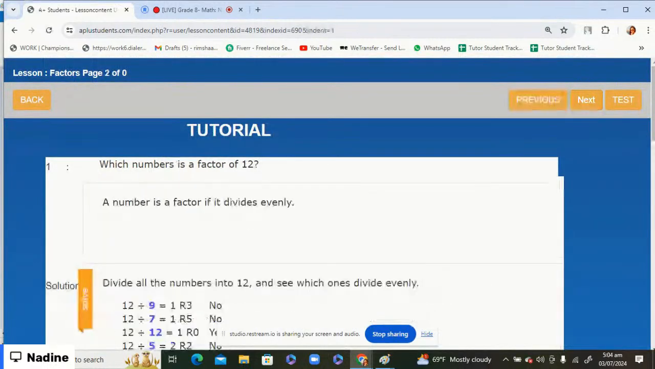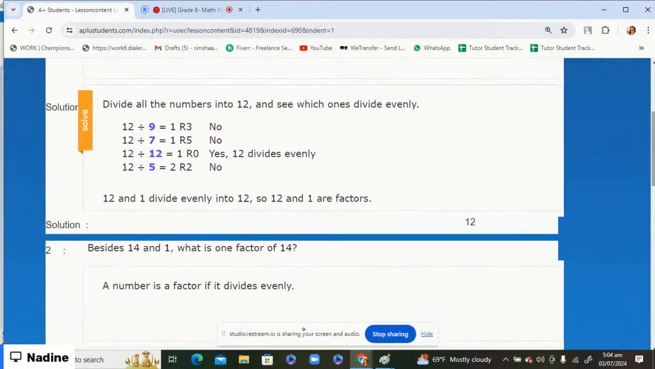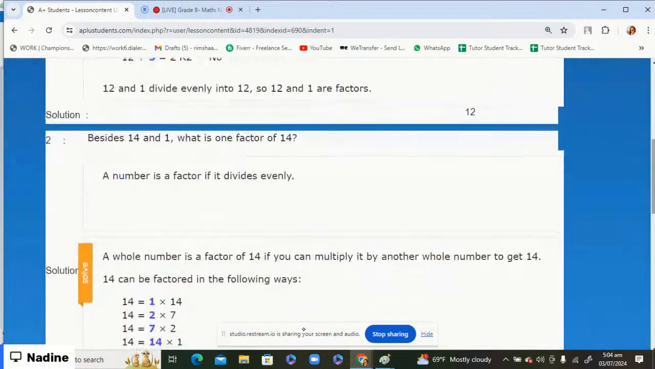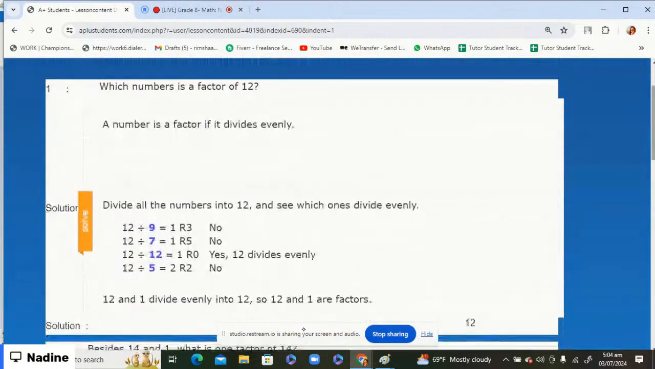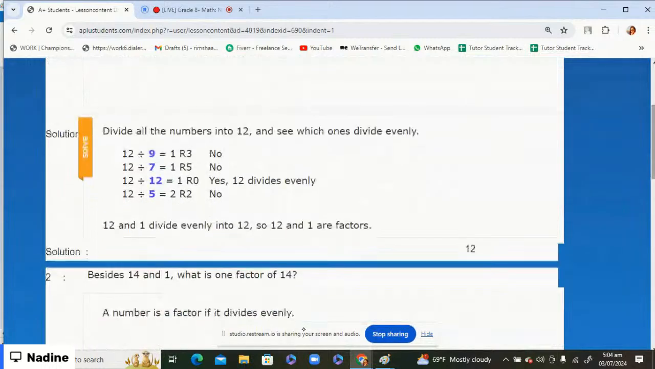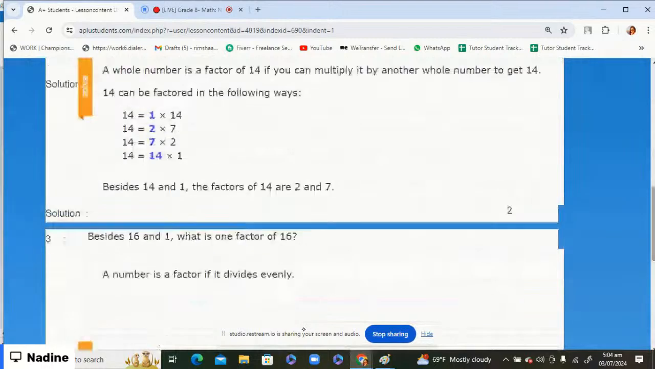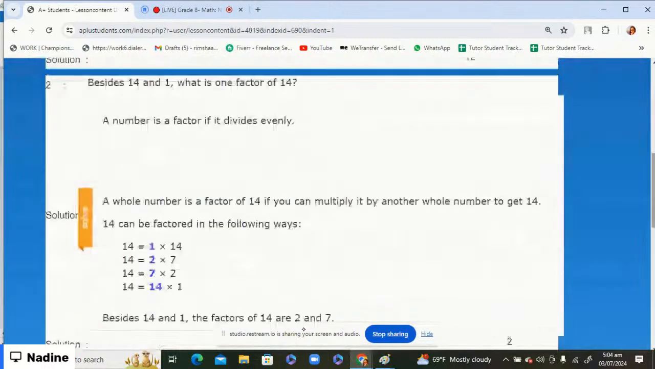So which number is a factor of 12? As we know that 2 times 6 is 12, 6 times 2 is 12, 3 times 4 is 12, 4 times 3 is 12. So these are all the factors. But here the question says a number is a factor if it divides evenly. If they say evenly divided, then we check which number is even. If they are not saying evenly divided, then we can write any numbers.